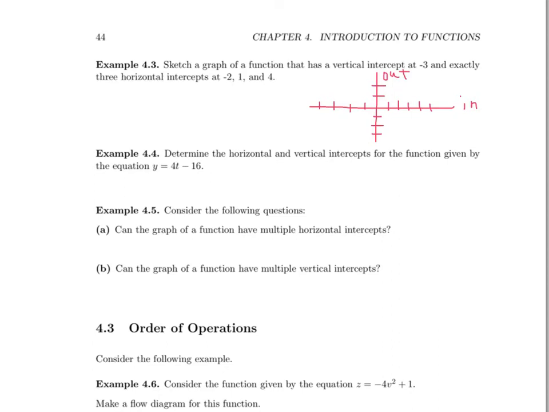Okay, this function has a vertical intercept at -3. That means the graph of this function crosses the vertical axis at -3 at this point right here.